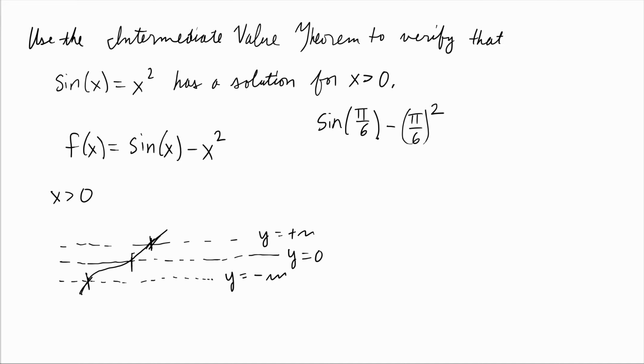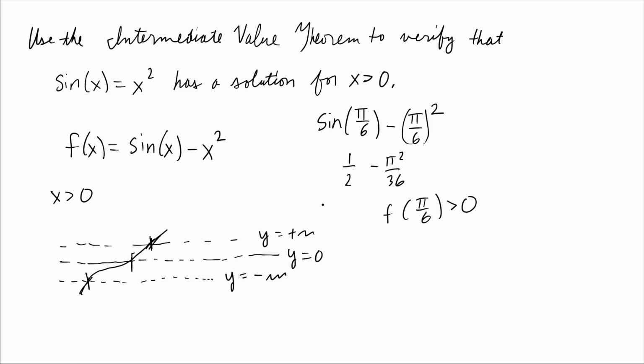Now, in this particular case, sine of pi/6 is 1/2, and this is minus pi squared over 36. So it's kind of like 9 over 36. It's like a fourth, or something like that. So it's going to be less than 1/2. So this is going to be positive. So it looks like f of pi/6 is actually a positive number.